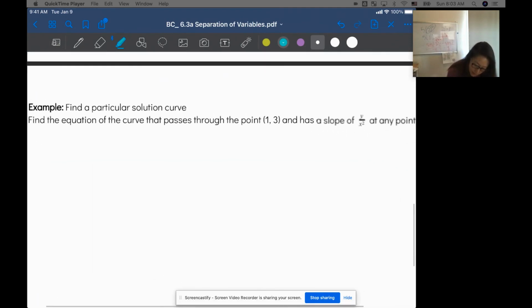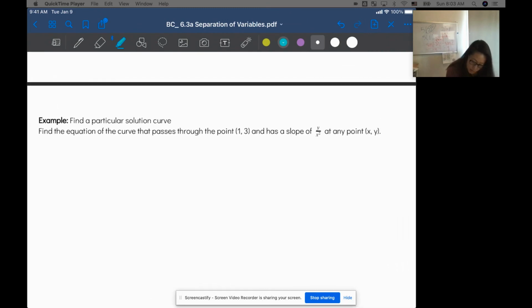All right, so we're going to find the particular solution that goes through the point (1, 3) and has a slope of y over x squared at the point (x, y). So slope, remember, slope means derivative, dy/dx. So I can just write this: dy/dx is equal to y over x squared.